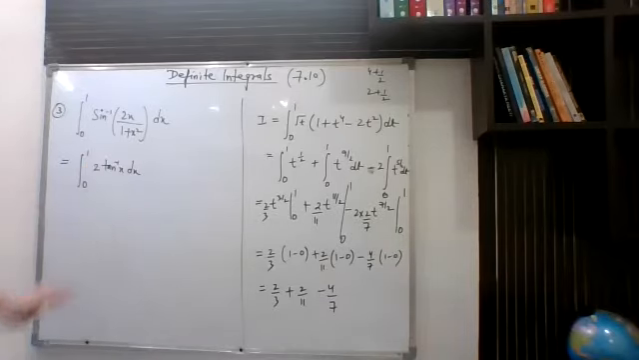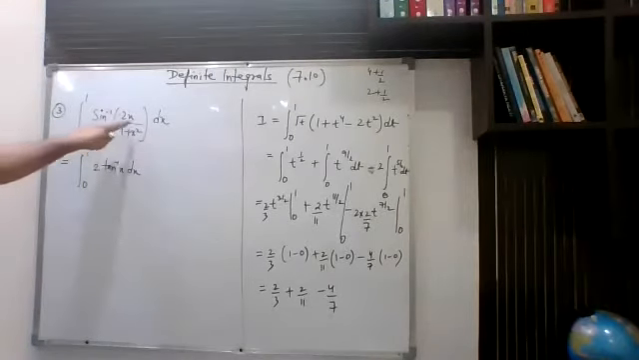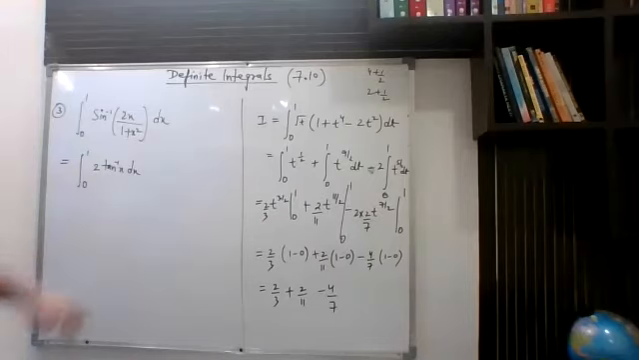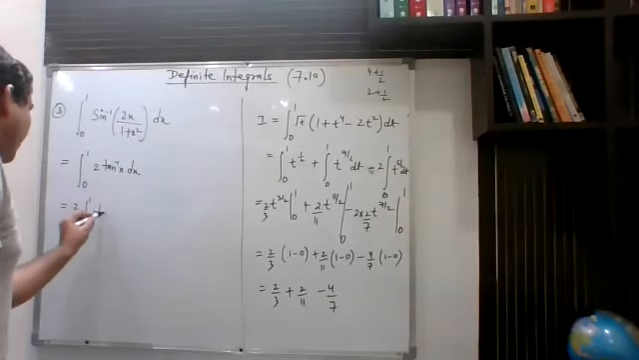How we can write this? By using that formula from inverse trigonometry, where sine inverse 2x upon 1 plus x square was equal to 2 tan inverse x. Now after using this formula, we will take this 2 outside. So it will become 0 to 1 tan inverse x.